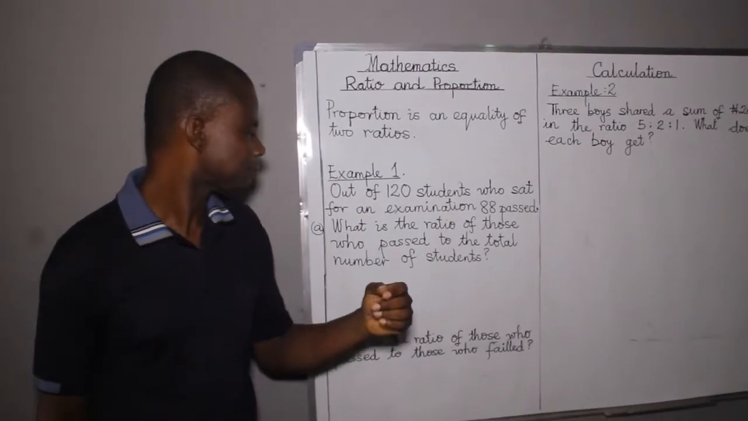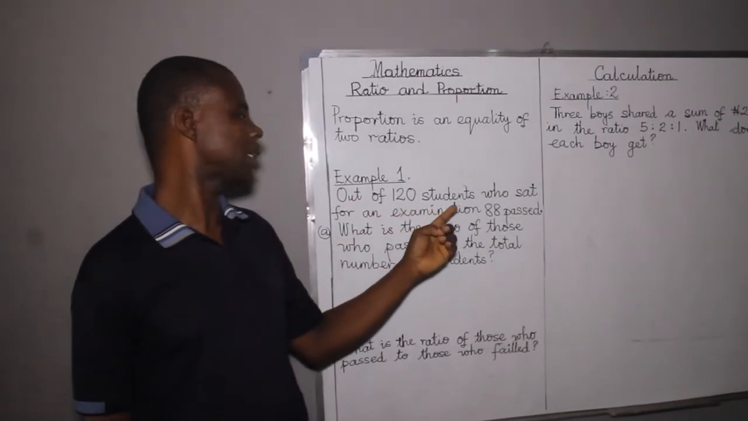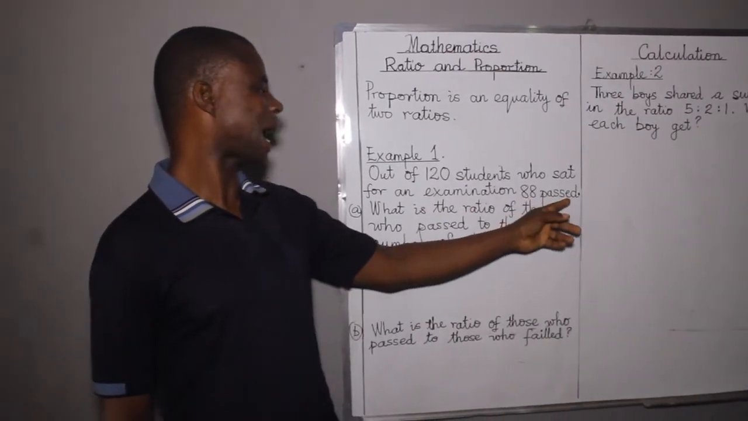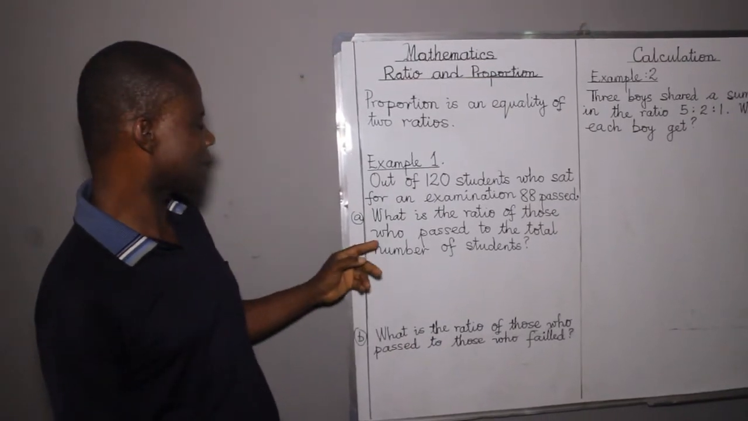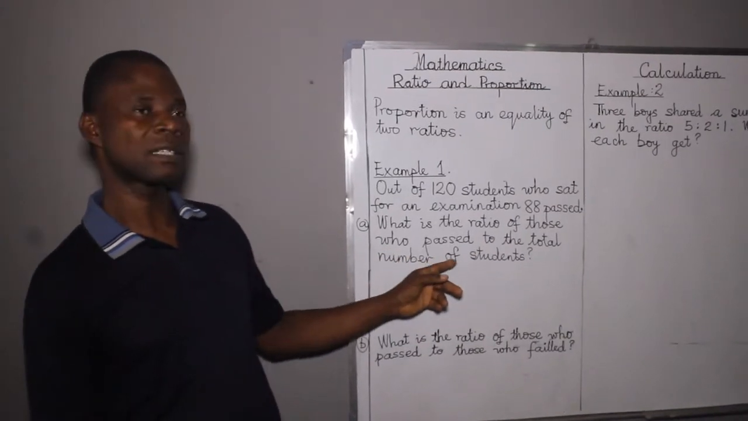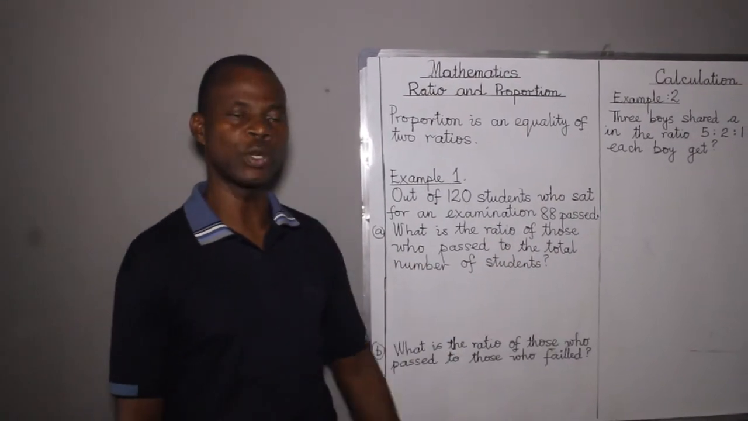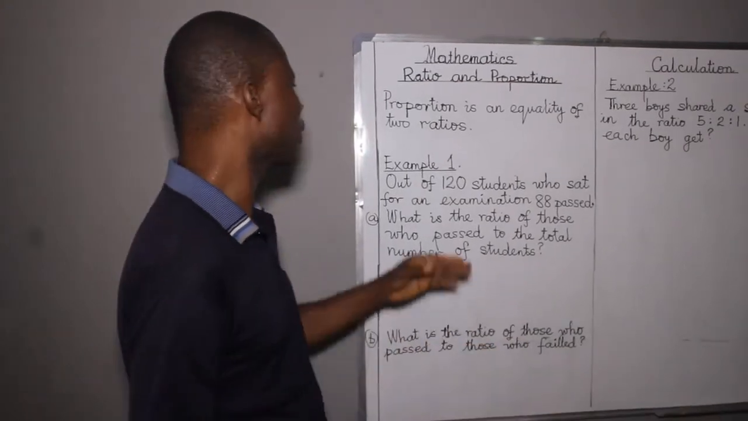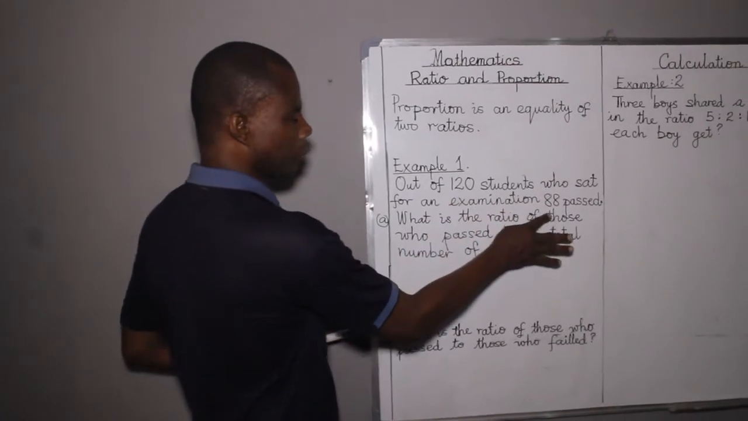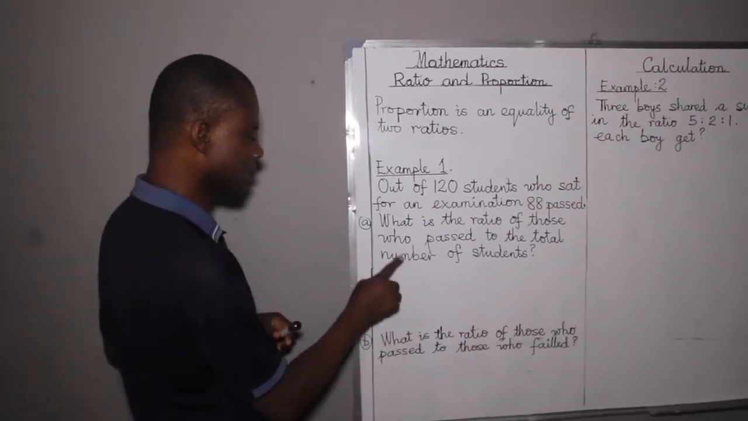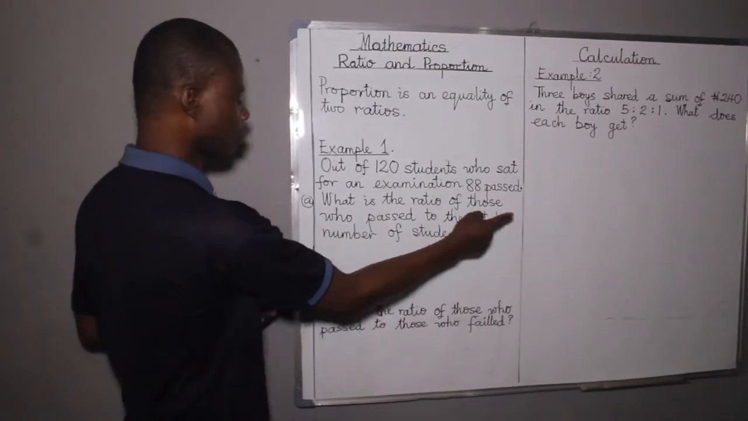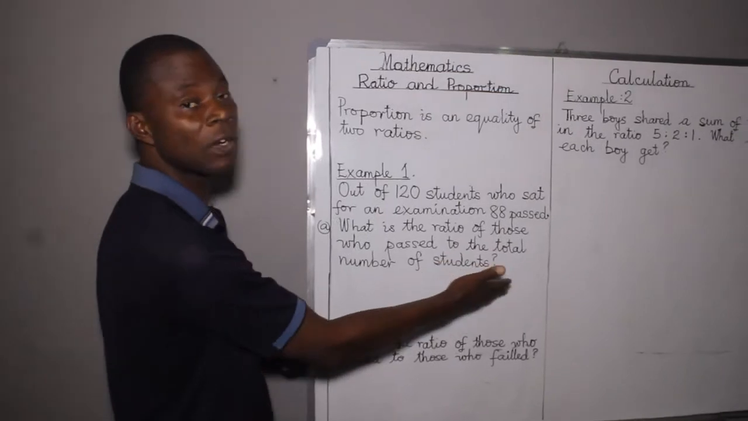First example: out of 120 students who sat for an examination, 88 passed. The first question says, what is the ratio of those who passed to the total number of students? And this is the direct question on the ratio. What do we do? First, we must know the number of students that passed, because the question says, what is the ratio of those who passed to the total number of students?